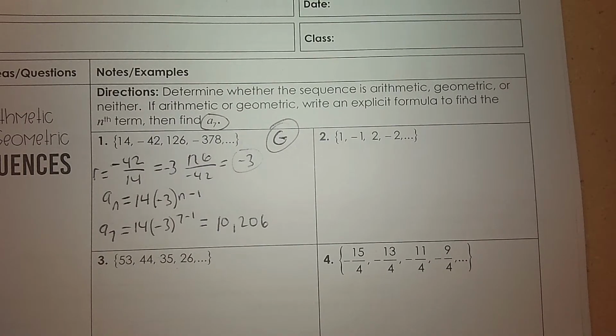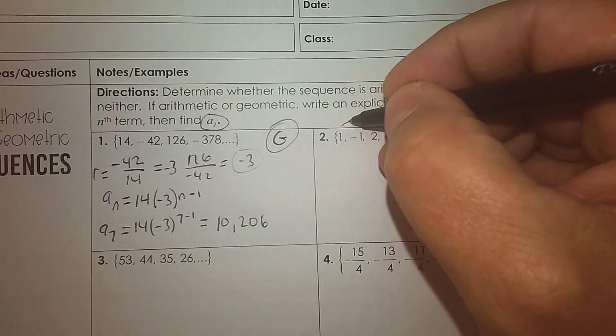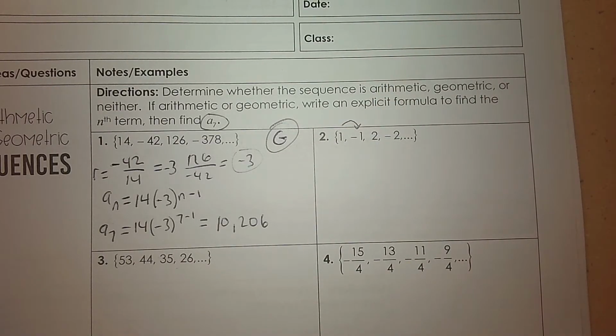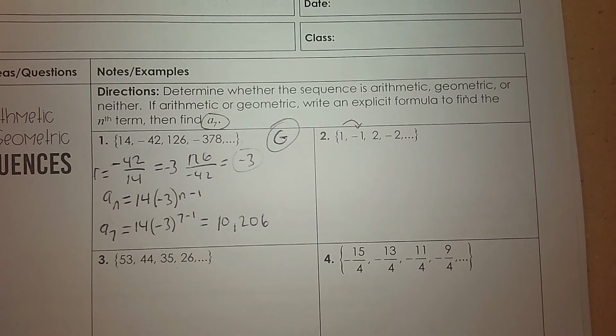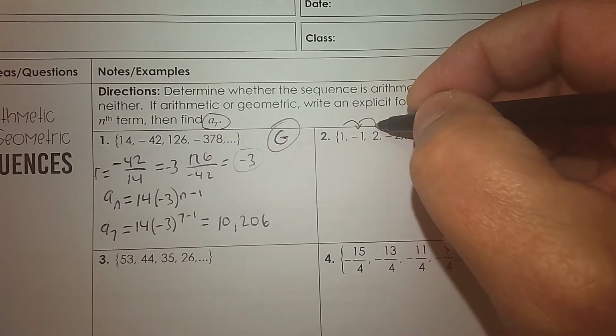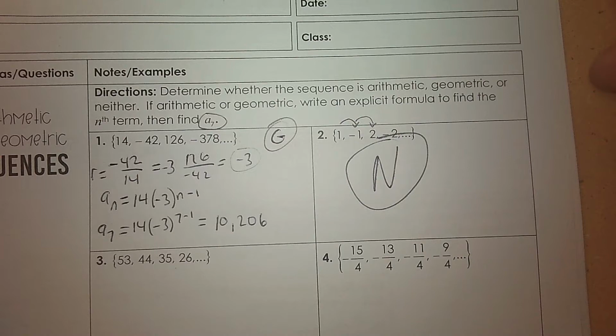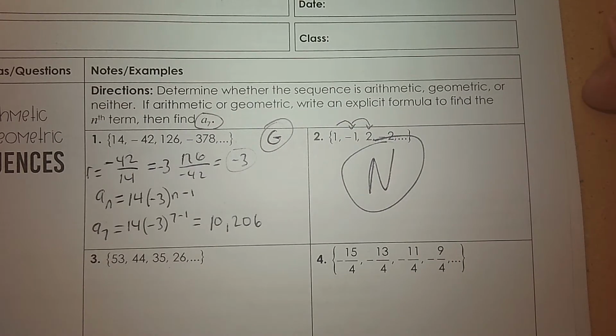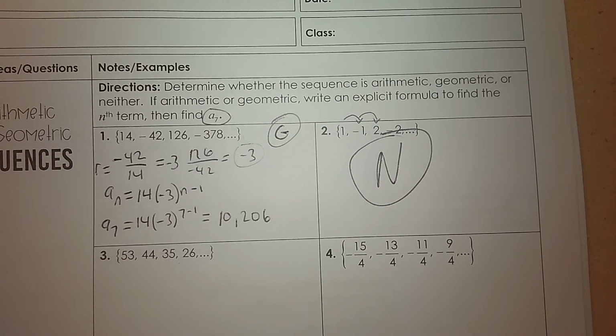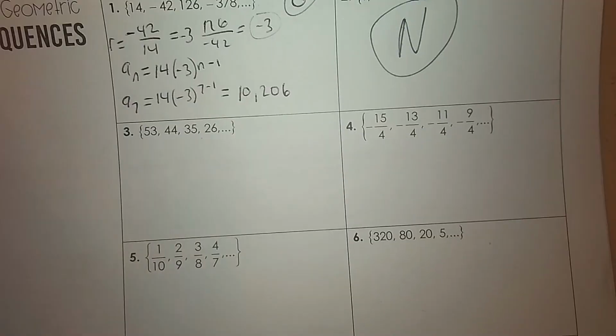Next, what do you multiply 1 times to get -1? It's not that, right? You're thinking? 1 times -1 is? What's -1 times -1? So, this one's not arithmetic, not geometric. It is neither. So, do you have the ability to eliminate? Like, nope, nope, it's neither. Number 3.